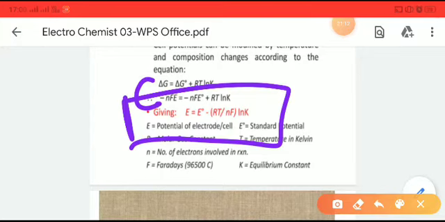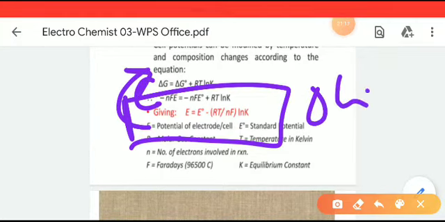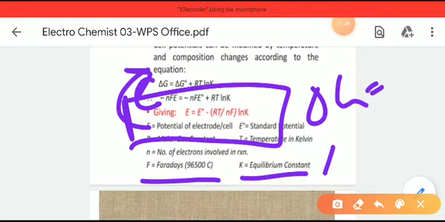We can transform this equation from ΔG equals ΔG° plus RT ln K. From the last equation we know that ΔG equals minus nFE and ΔG° equals minus nFE° cell, plus RT ln K. By simplifying this equation, we are getting E equal to E° plus RT by nF ln K. Here K is the equilibrium constant and F is the Faraday, that is 1 Faraday equals 96500 coulomb, and n equals the number of electrons involved in the reaction, that is the number of electrons gained or lost in that reaction.